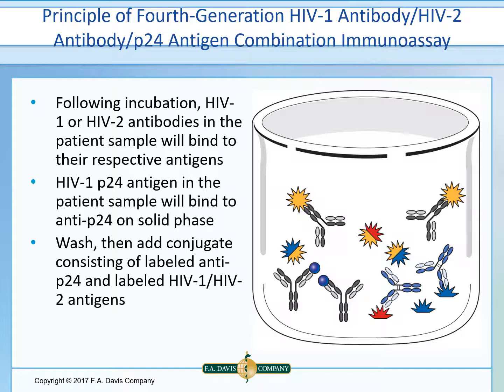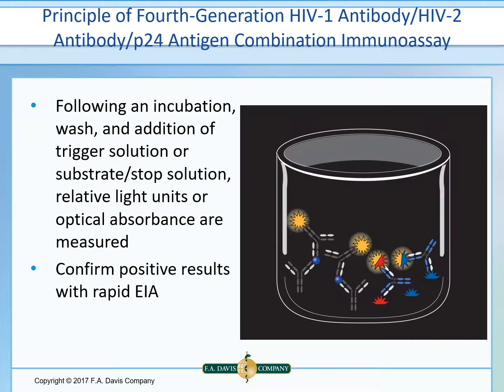Following a wash step to remove excess sample, a conjugate containing chemiluminescent or enzyme-labeled anti-P24 and HIV-1 and 2 antigens is added. After a second incubation and wash step, the appropriate trigger solution or substrate stop solution is then added, and the relative light units released or optical absorbance is measured. As described on the previous slide, this figure shows after the substrate stop solution has been added and the light units or optical absorbance is measured. If the results are then positive, they should be confirmed using a rapid enzyme immunoassay.